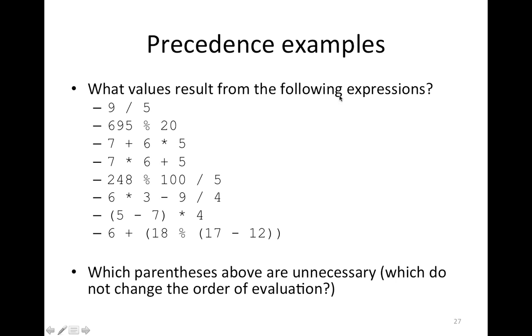Precedence examples. What values result from the following? So this is an exercise for you. You have to implement all this, and you should know how it is behaving, right? And now a question to you guys: which parentheses above are unnecessary, which do not change the order of evaluation? We know left to right, and if it is the same operator, it doesn't change the order of evaluation. But which of these have a parenthesis which is unnecessary?